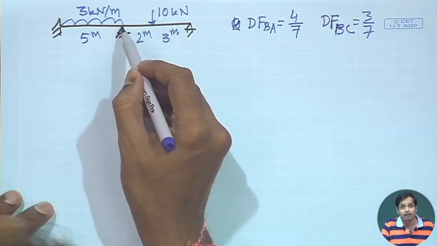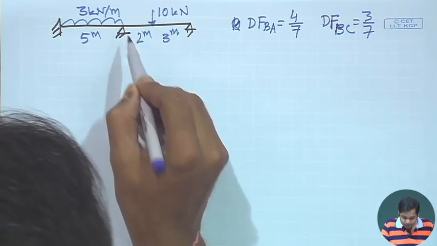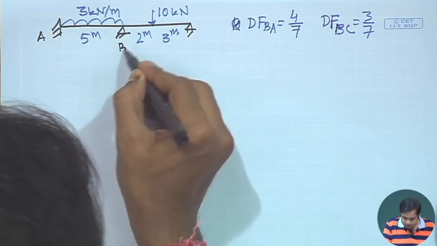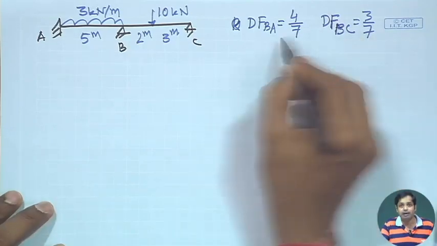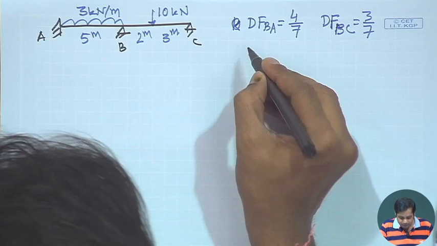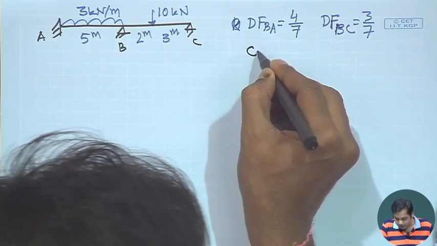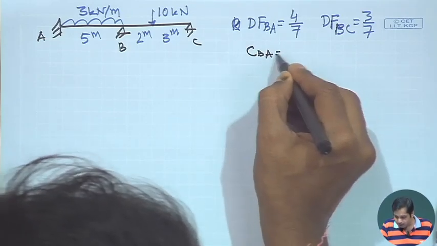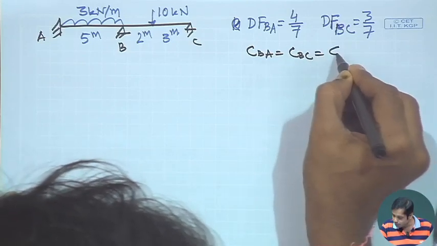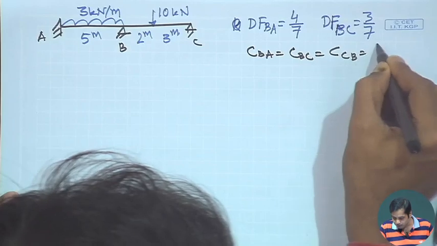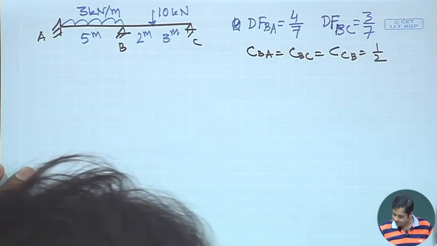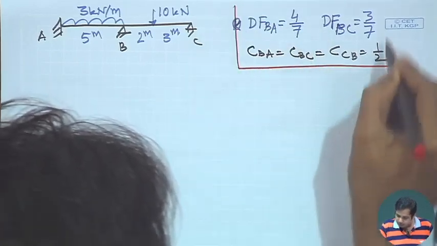So if we apply a moment at B, that moment will get distributed in AB and BC as per this factor. And then we also have the carryover factor, CBA is equal to CBC is equal to CB is equal to half. This is the information that we have.